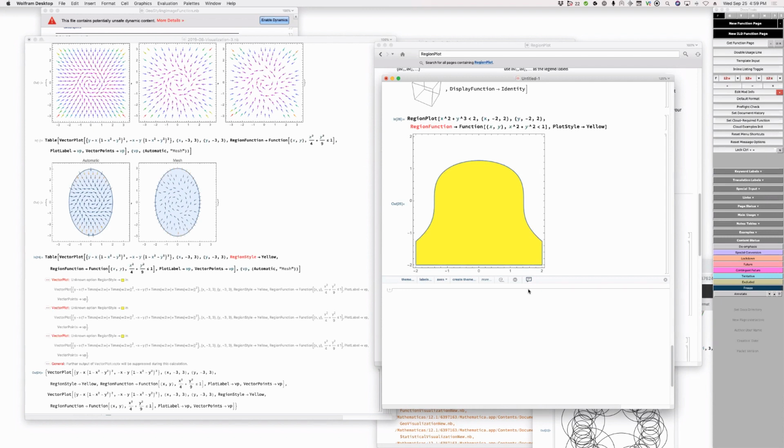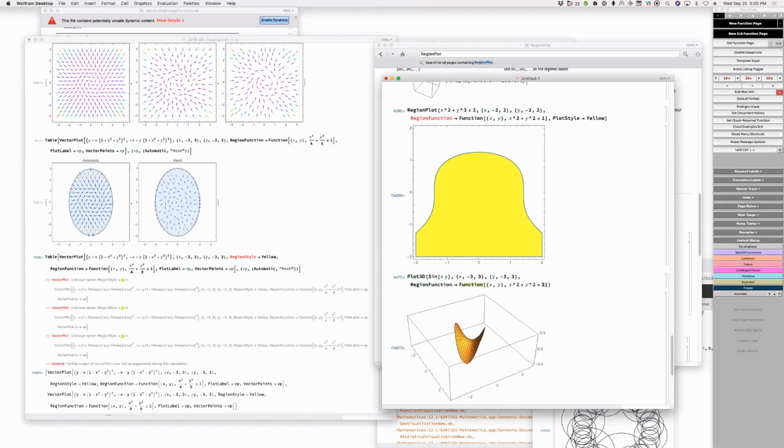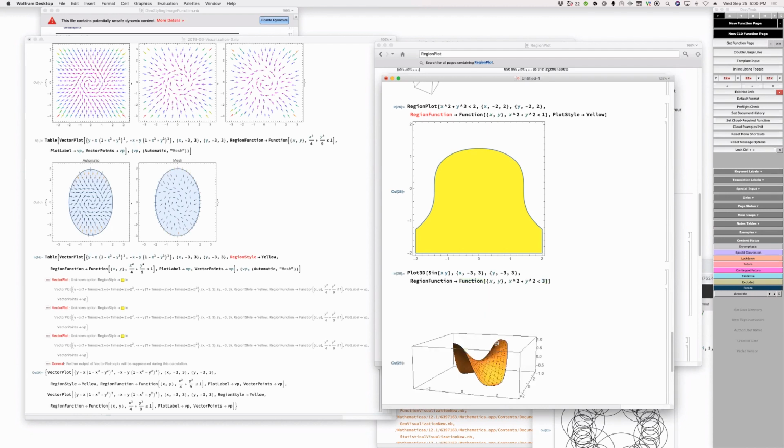What other things have regions in them? I mean, every kind of plot. I'm very confused here, I'm sorry. If I do a random plot 3D, something like this, and then I say region function arrow this, I'm going to get that. Beautiful. Okay, so now my question is, if I said region style arrow pink here, what would it do?